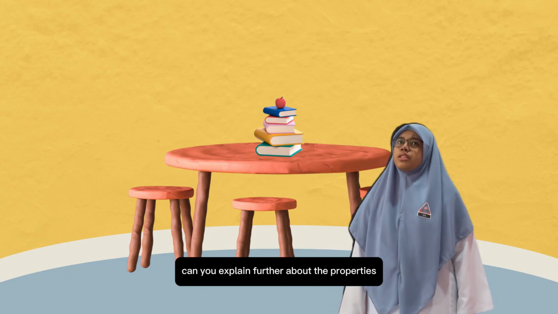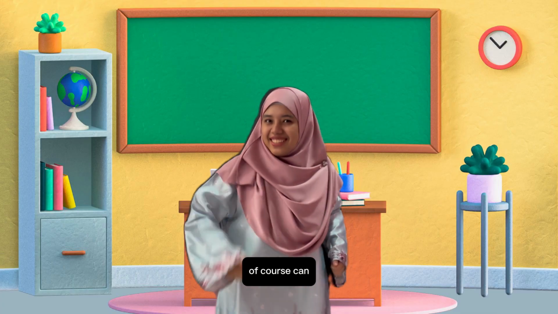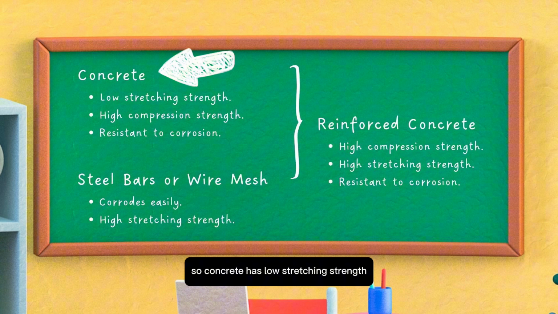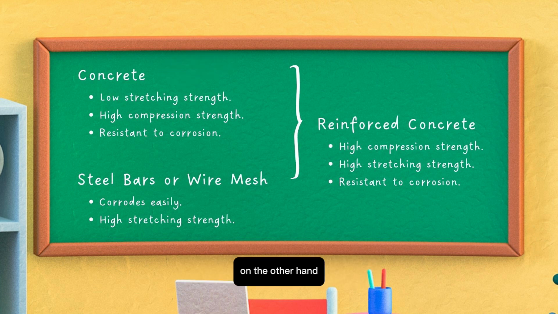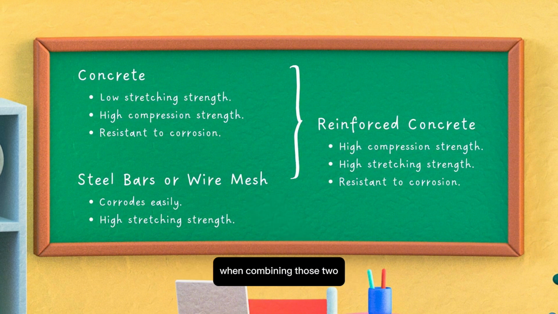Can you explain further about the properties, teacher? Of course. Concrete has low stretching strength, but like I said before, it has high compression strength, and concrete is also resistant to corrosion. On the other hand, steel bars or wire mesh corrode easily even though they have high stretching strength. When combining those two, we get reinforced concrete that has high compression strength, high stretching strength, and is also resistant to corrosion.